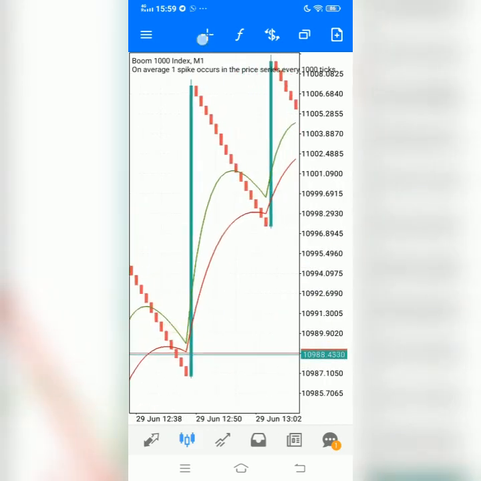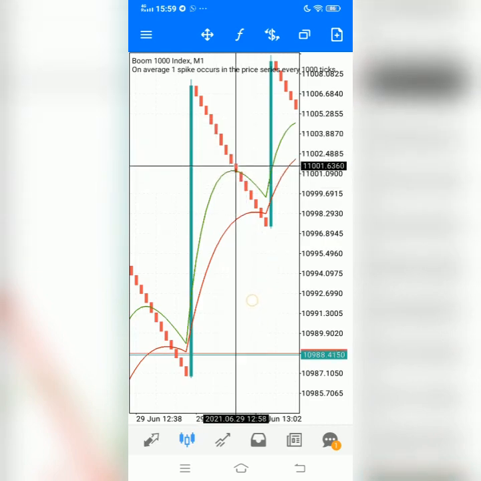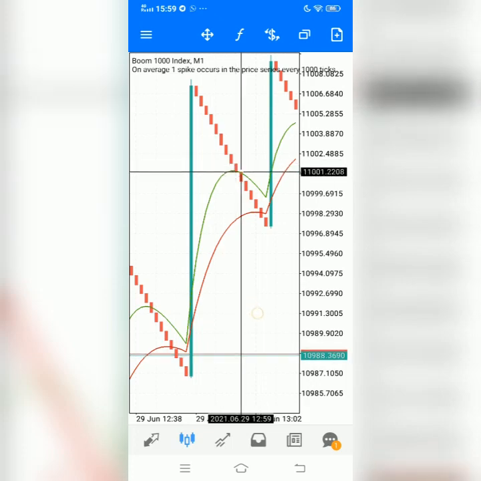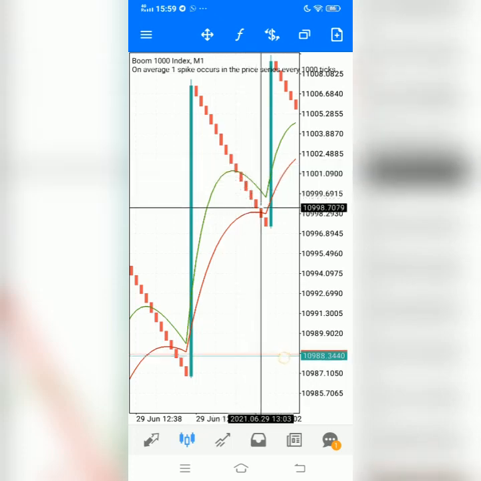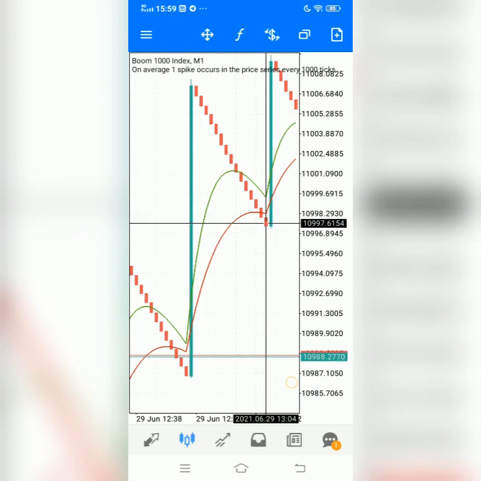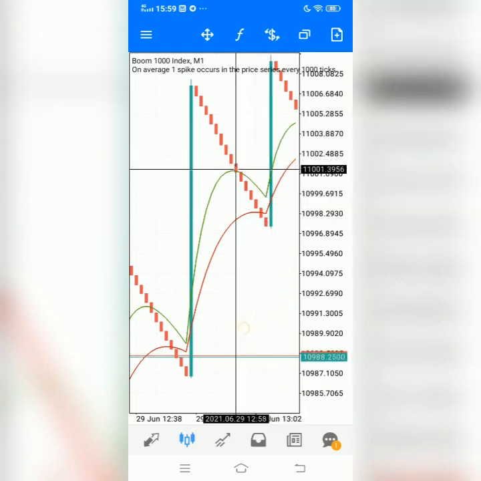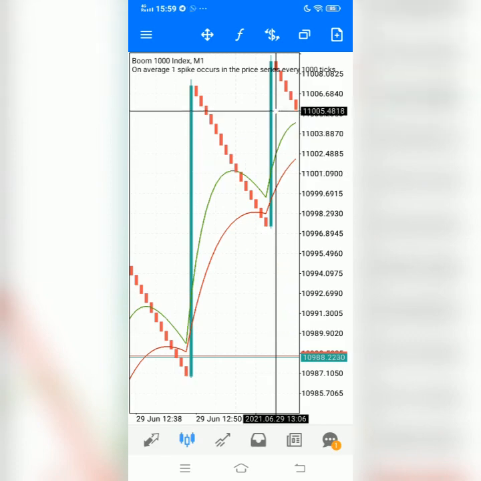So we look here again. Our first entry would have been over here when the green moving average touched the red candle. And we have 1, 2, 3, 4. On the 5th candle, we have our second entry on the red moving average. And just 1 candle after our red moving average, we got the spike. So both positions would have been in profit.